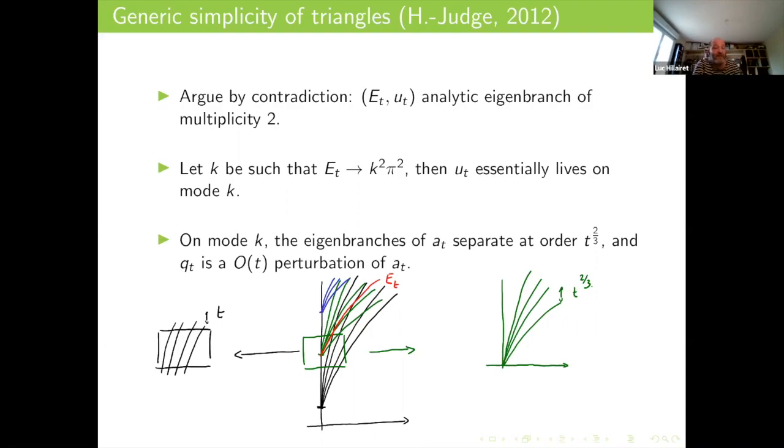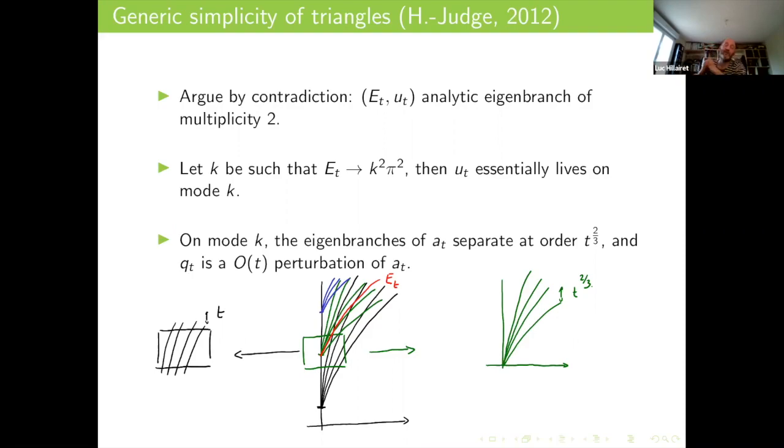And then we prove that along such an analytic eigenbranch, E_t has to converge to one of these thresholds, k squared pi squared. And we use again the Feynman-Hellmann formula, but in the other way around, to say that now we have the higher modes, the modes that are bigger than k. On these modes, because u_t is a quasi-mode of A_t, the corresponding part of u_t has to be very small on these higher modes.